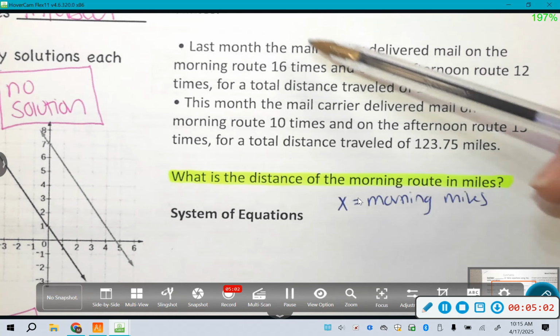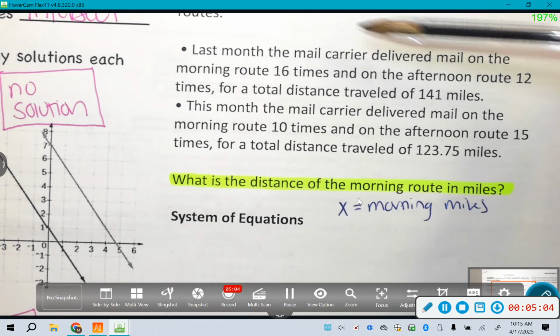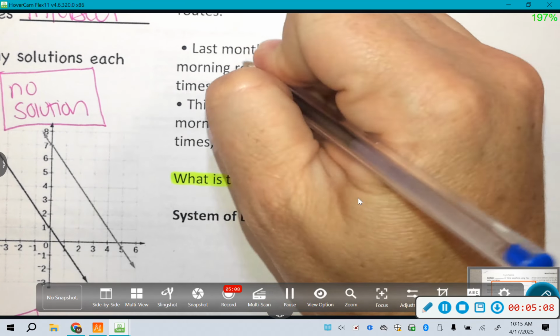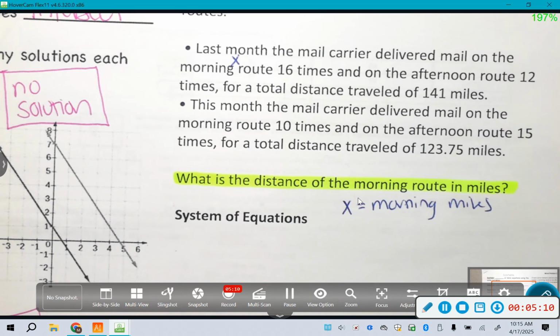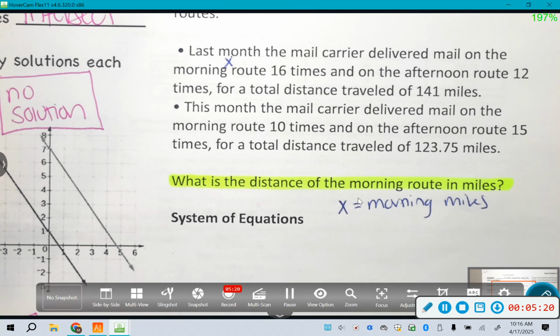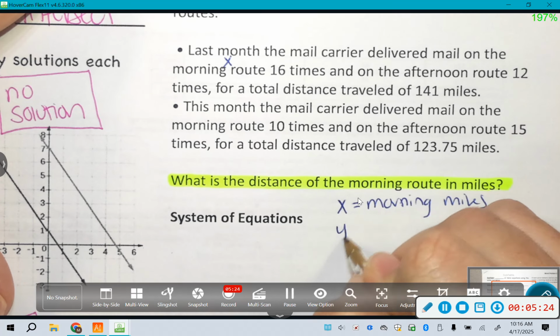Okay, and then I'm going to read my bullet points. So it says last month the mail carrier delivered mail on the morning route 16 times. So I know that morning route miles is X 16 times, and on the afternoon route 12 times, for a total distance traveled of 141 miles. Do I know the distance of the afternoon route? No. I know how many times they traveled it, but I don't know the distance. So guess what that is? Y.